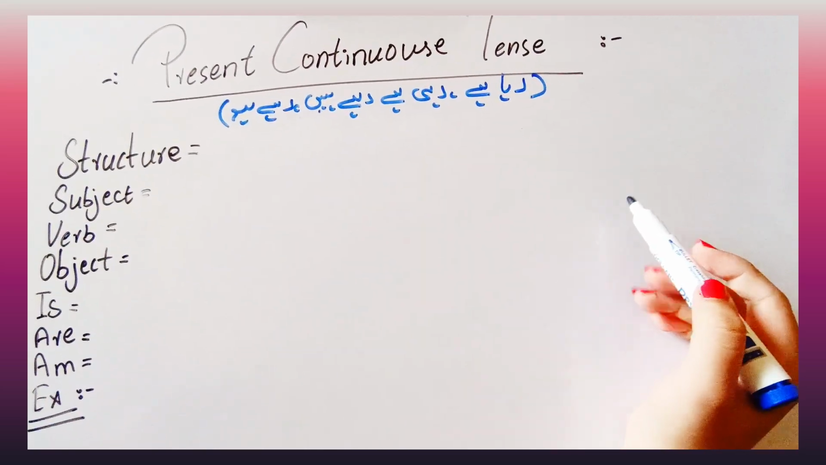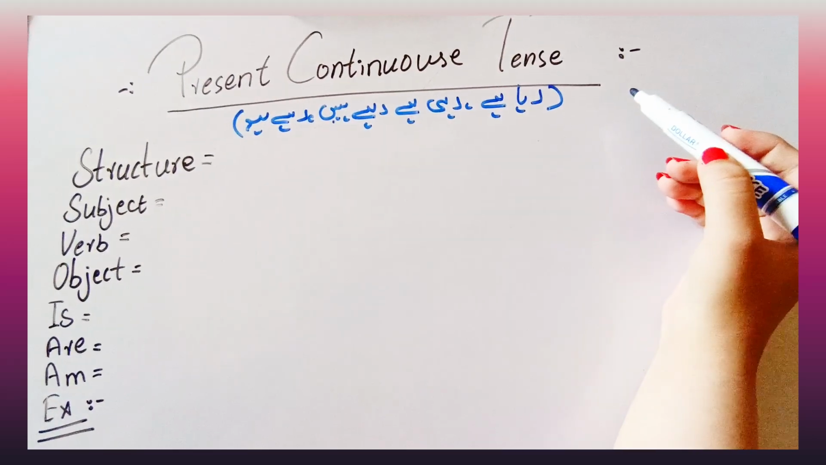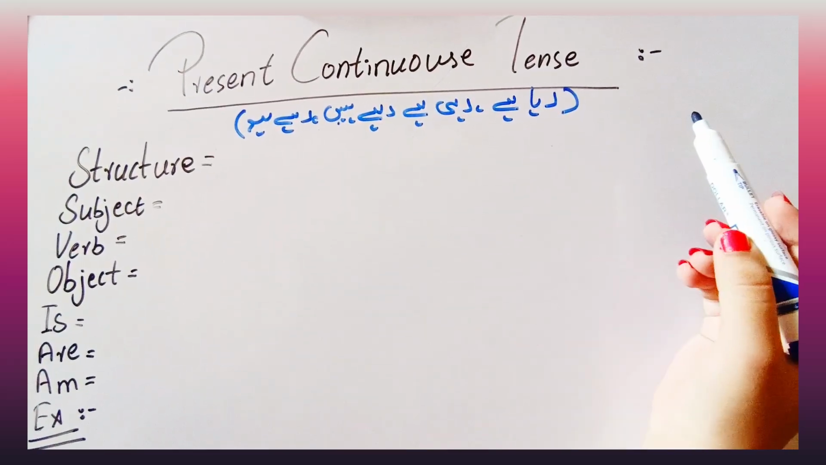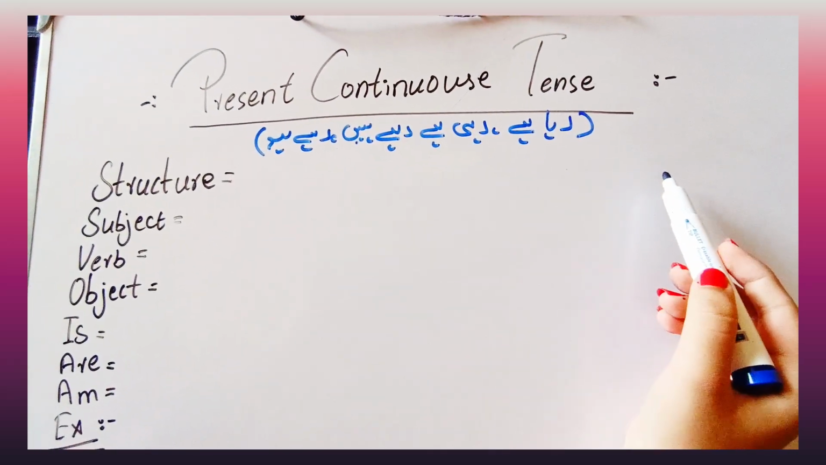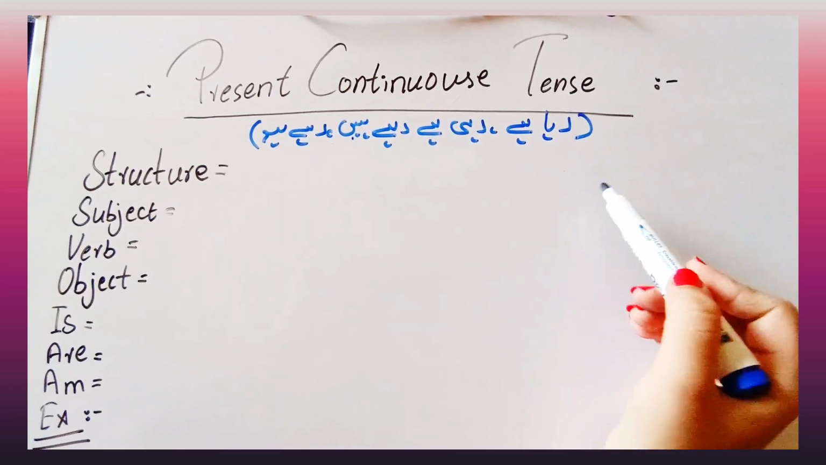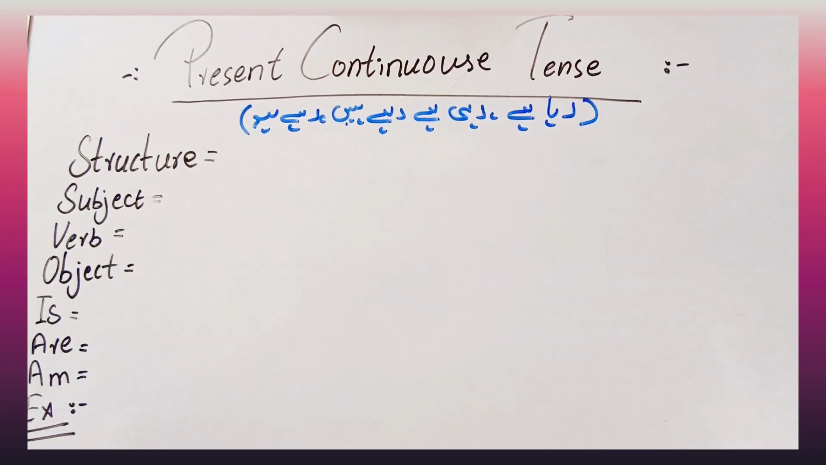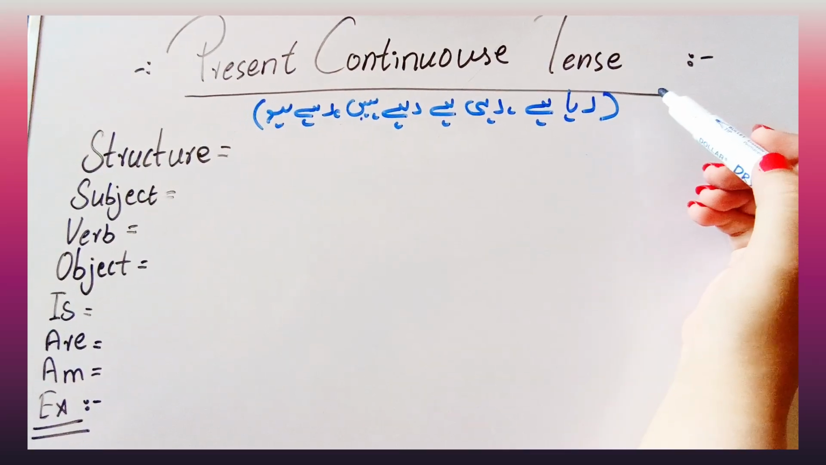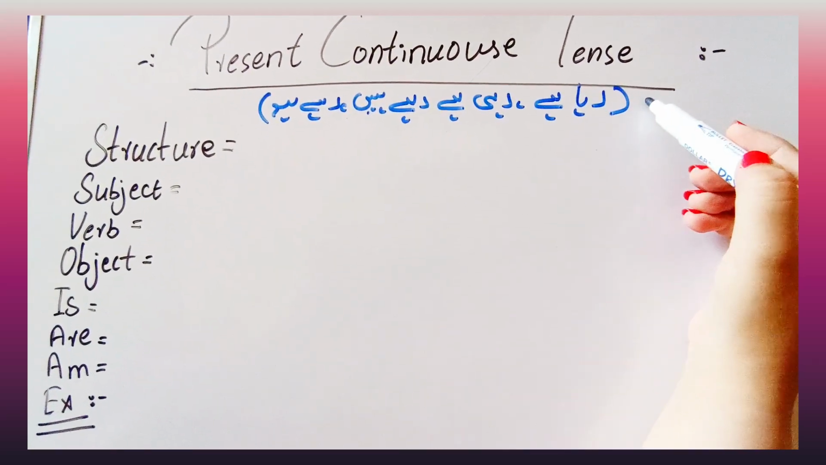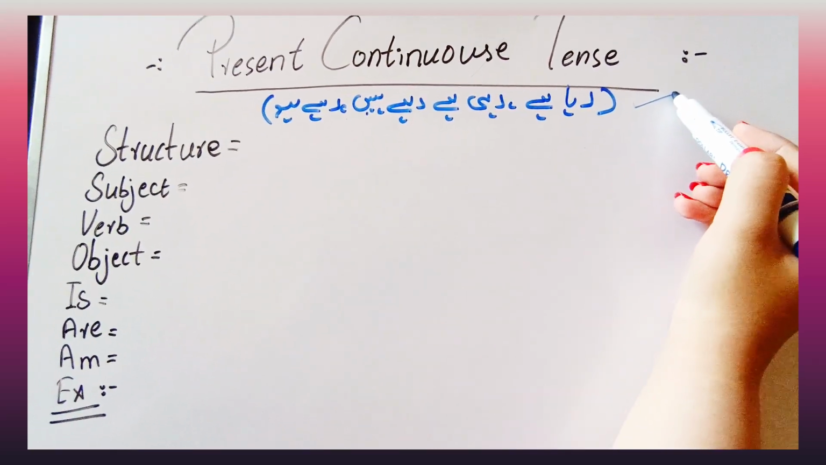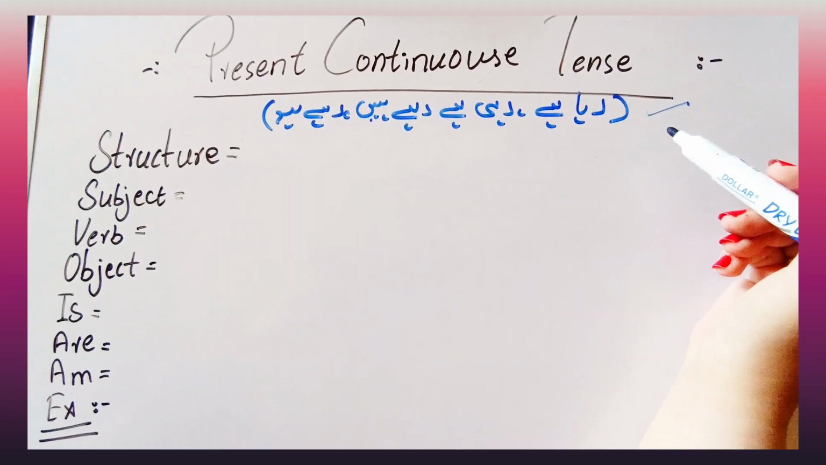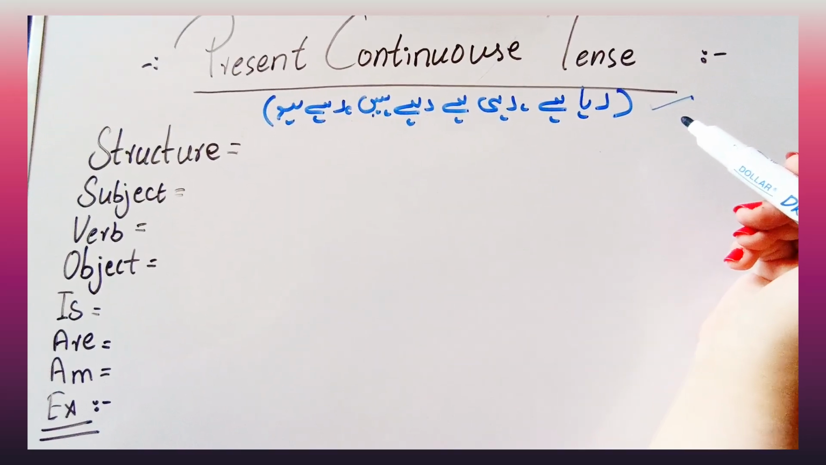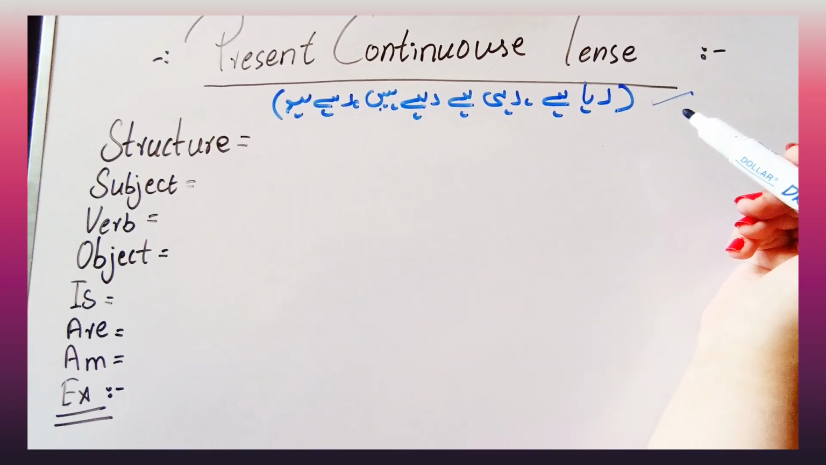So today we will talk about present continuous tense. As you can see, today we will study and learn about this tense, how we can make these sentences and how we can understand the concept of present continuous tense. So here we have first of all the Urdu recognition, that how we can understand that this is a present continuous tense if we see the sentence in Urdu.